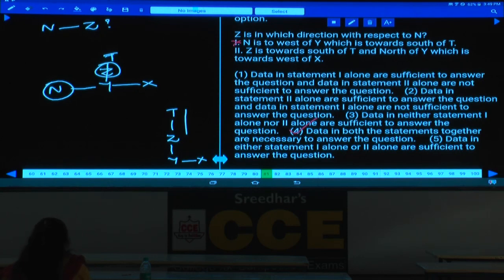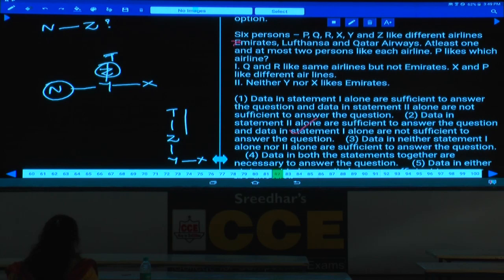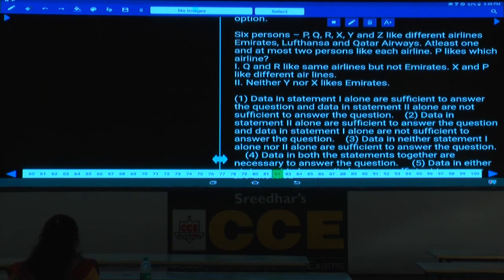And this is about question number 81. Then coming to question number 82. Now how many persons are there? 6 persons, P, Q, R, X, Y and Z like different airlines. At least 1 and at most 2 persons like each airline.